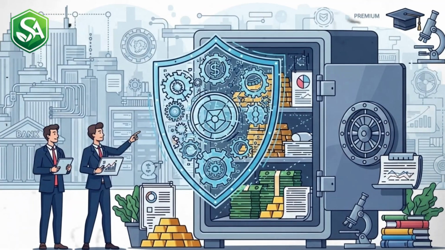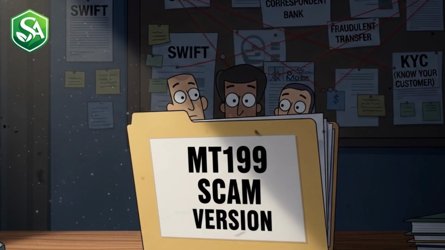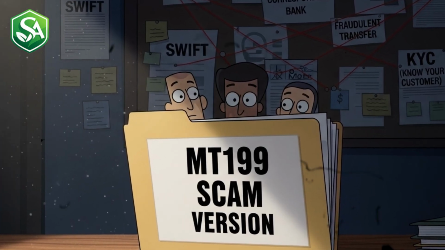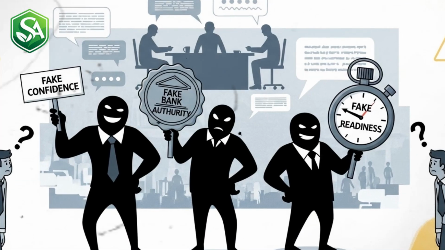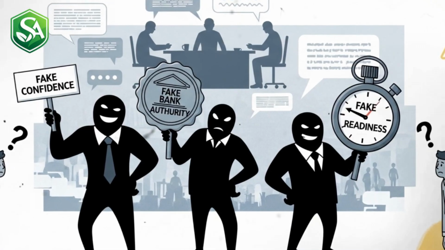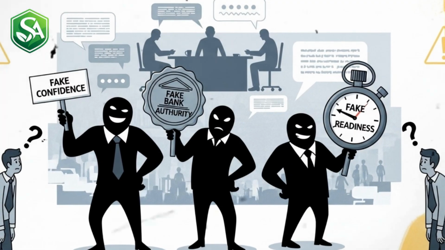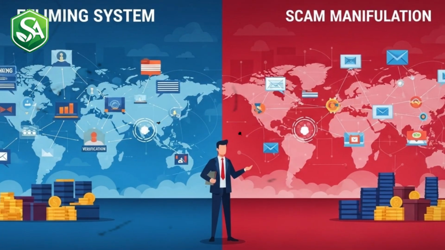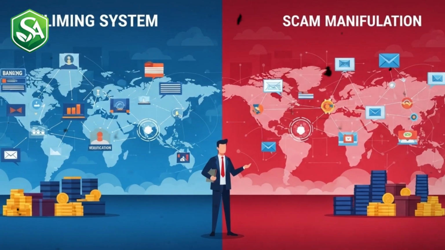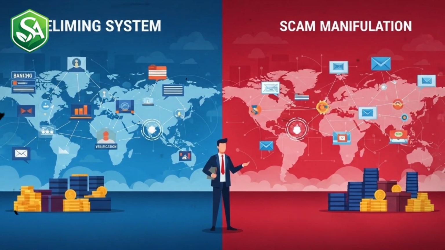Because precision protects money. In the next episode, I will show you the scam version. How criminals use MT199 language to create fake confidence, fake bank-to-bank authority, and fake readiness before money ever appears. Because once you understand both sides, the system side and the criminal side, you become almost impossible to fool.